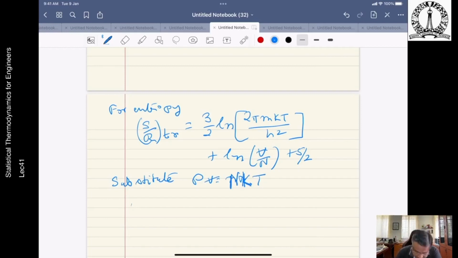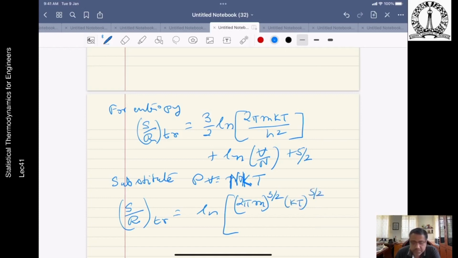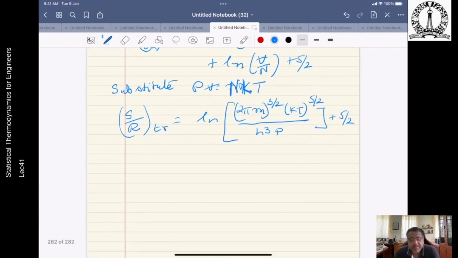We get S by R, this is small s, remember, translational, equal to ln of 2 pi m to the 3/2, kT to the 5/2, over h cube, e, plus 5/2. This particular equation can be converted to the form we write next.